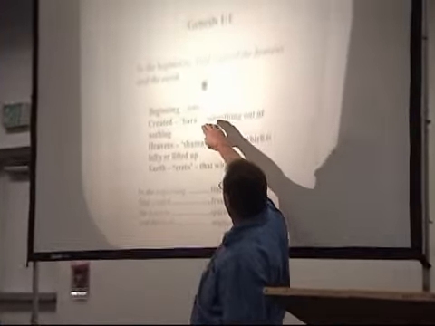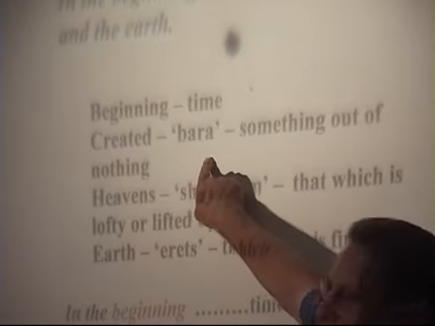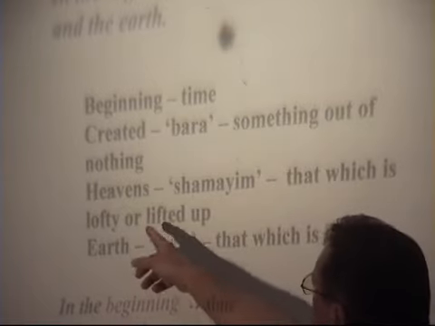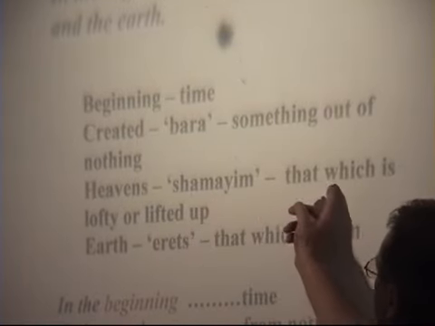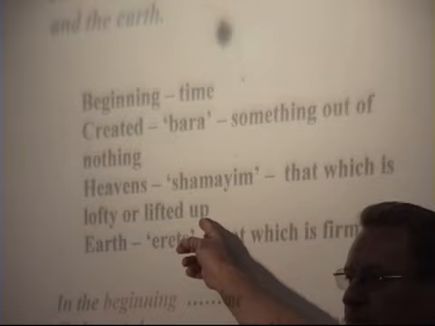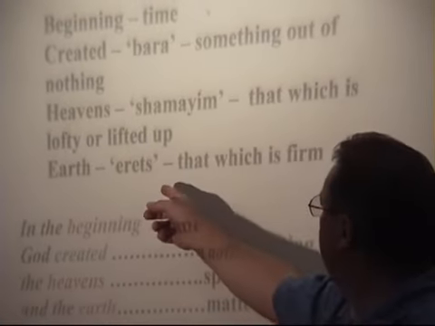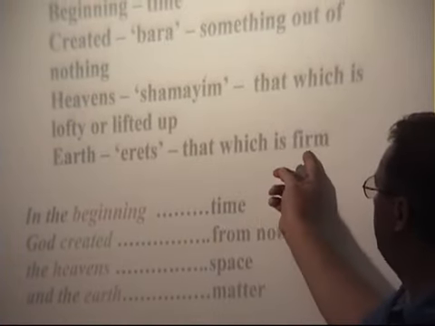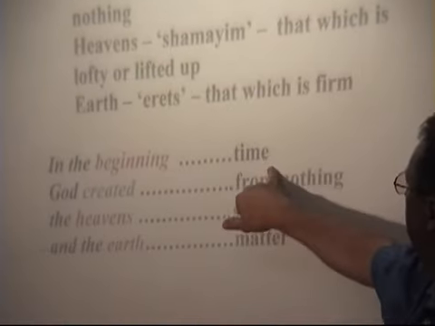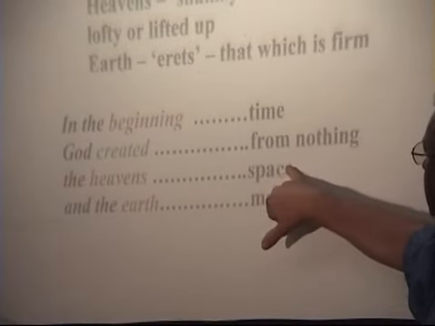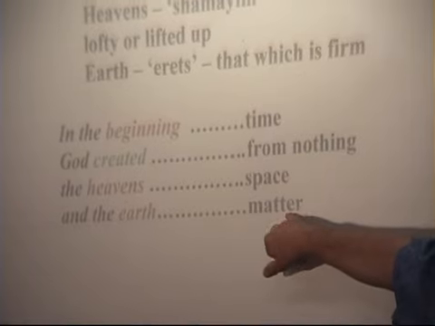We begin with Genesis 1:1. You're all familiar with those words. In the beginning, God created the heavens and the earth. In the beginning, time. God created bara, something out of nothing. The heavens, shamayim, which means that which is high or lofty or lifted up. And the earth, eretz, which means that which is firm. In the beginning, time, God created from nothing space and matter.